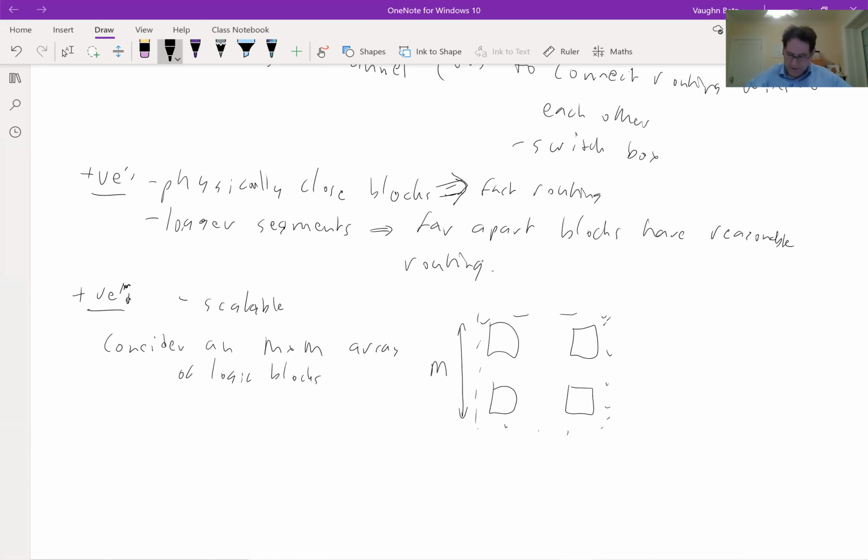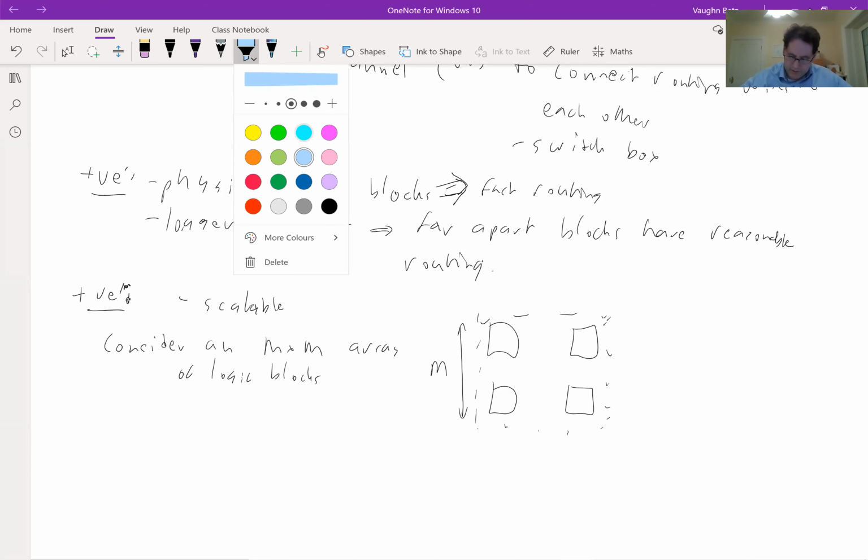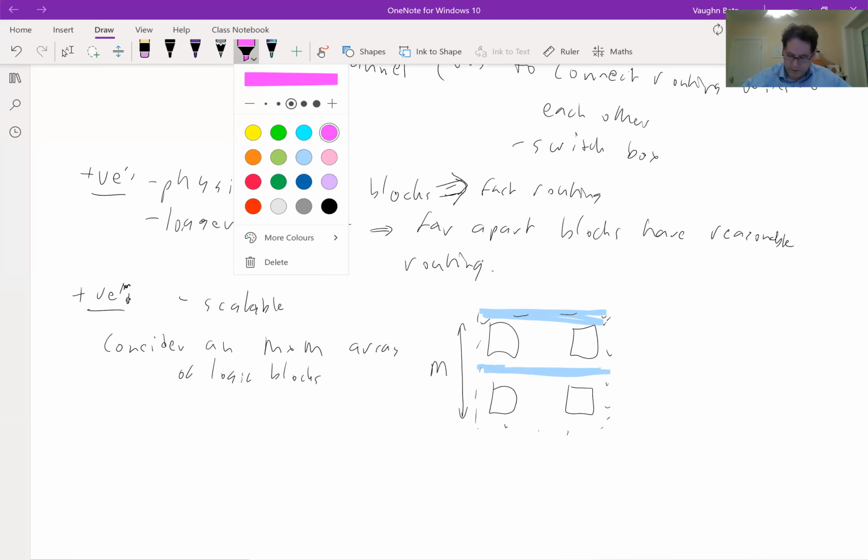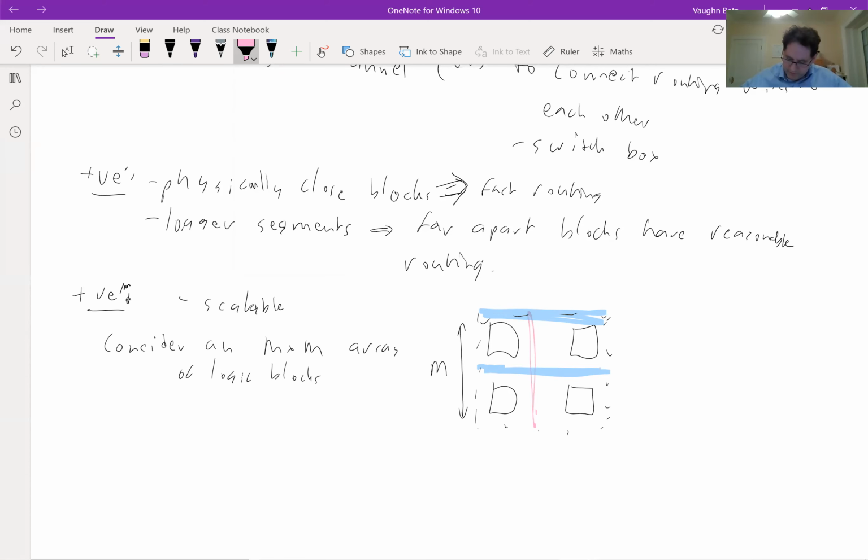out of it. So I've got routing channels. So I've got routing channels here. This will be a routing channel, and this will be another routing channel. And I'm going to have also vertical routing channels. So I'll have a routing channel here, and I'll have another routing channel here.